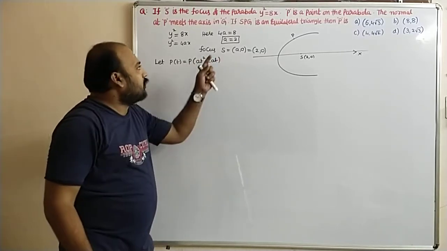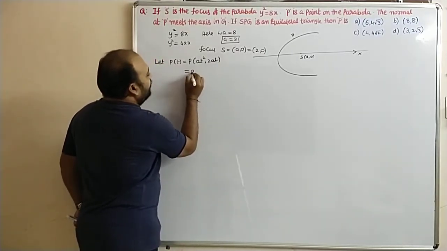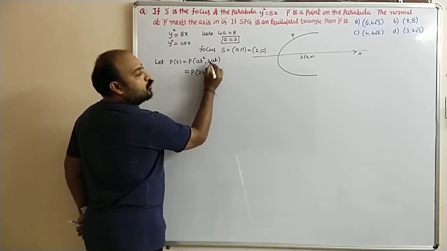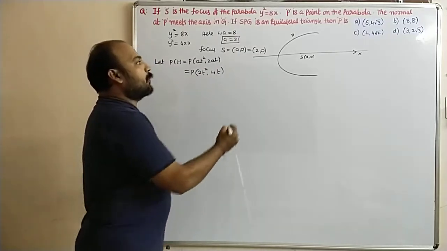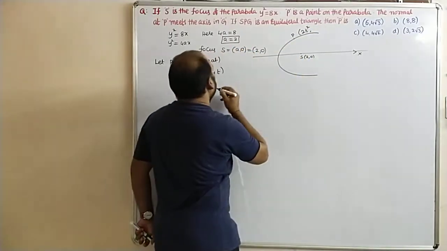We know the value of a, no? a is equal to 2. Substitute here, the point P becomes, with a value 2, 2t square, 2 into 4 into t, 4t. So the point P will become (2t square, 4t).